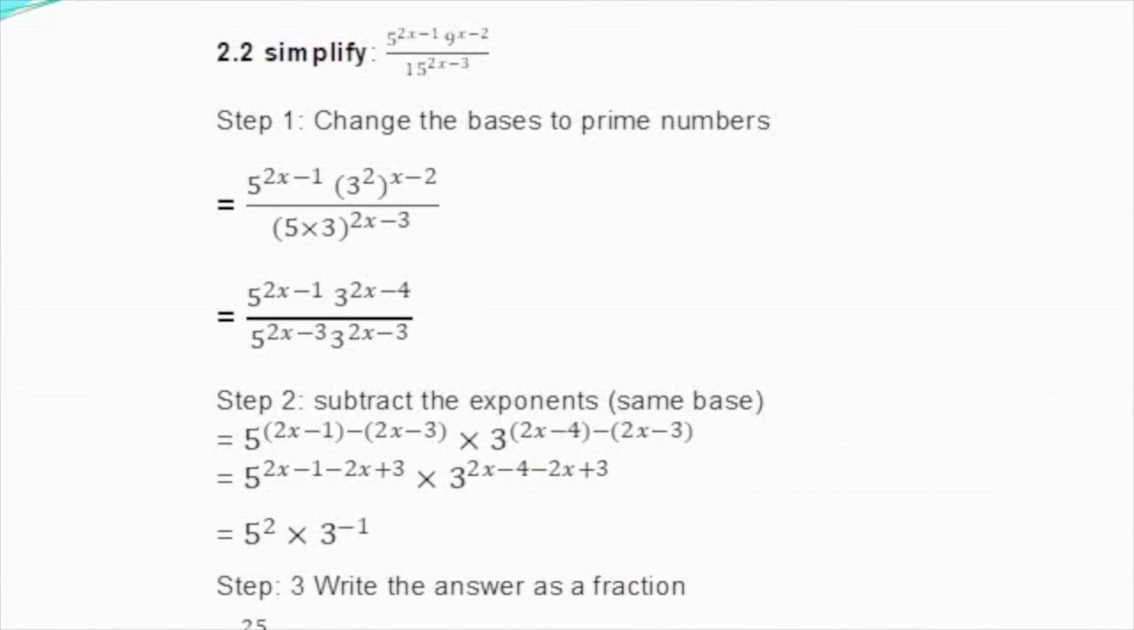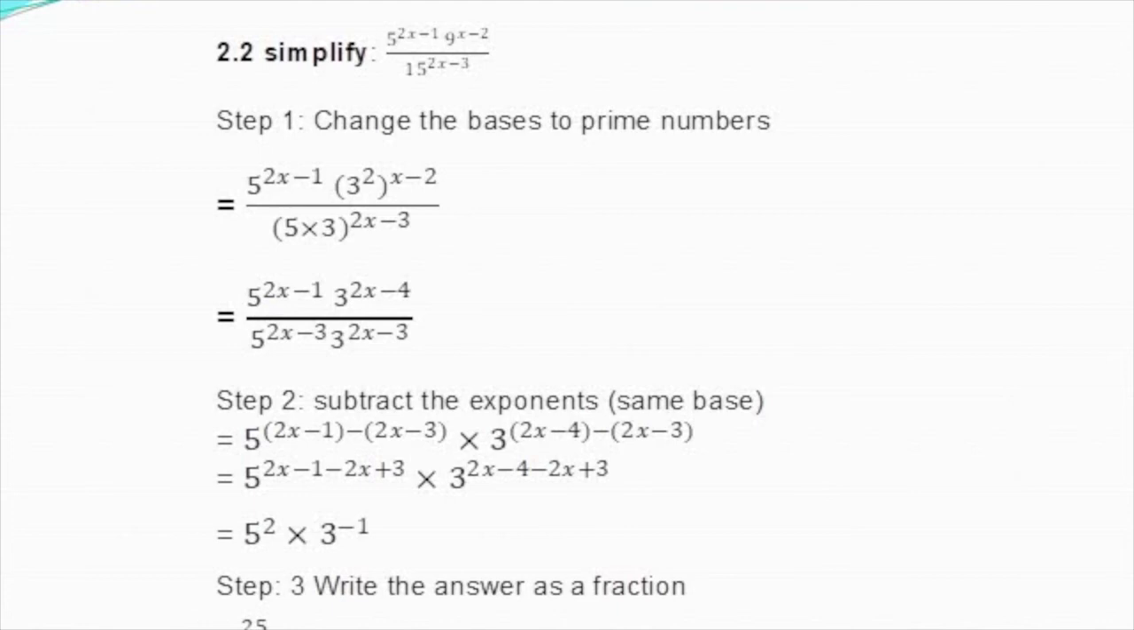So first step, try to change the bases to prime numbers. 5 is already a prime number, no need to change. 9 is not a prime number, it has more than 2 factors, but it has prime factors in it. And the prime factors of 9 are 3 and 3, and 3 times 3 is 9. We have to write it in exponential form. We are going to have 3 to the power 2, in a parenthesis, x minus 2.